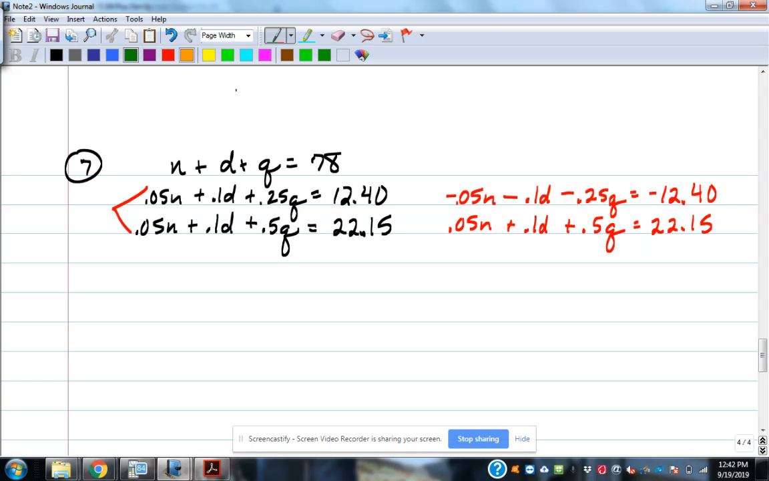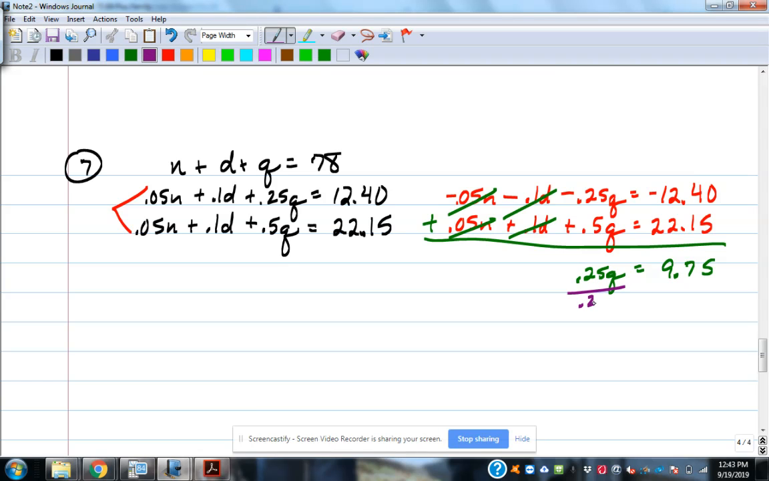And when I add those two together, that takes out the nickels, takes out the dimes, and leaves me 0.25Q is equal to how much? $22.15 minus $12.40. So much? $9.75. How many quarters are in $9.75?